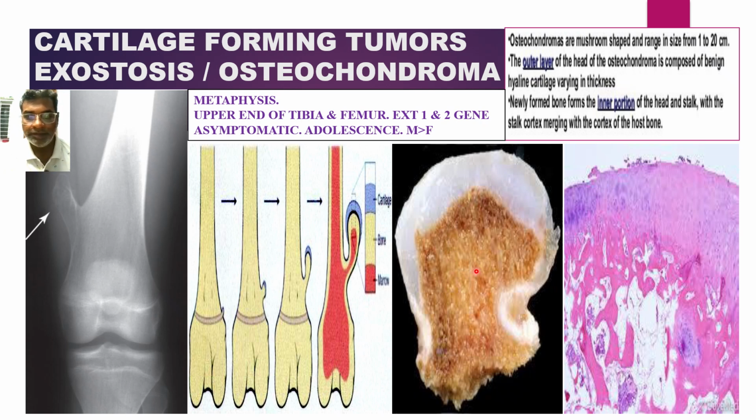Okay, this newly formed bone forming the inner portion, the cortex merges with the cortex of the host bone. Again, when we do this on microscopy, you can appreciate this white glistening area. You can compare, right? This is your benign hyaline cartilage, and inner you can appreciate all the newly formed bone.